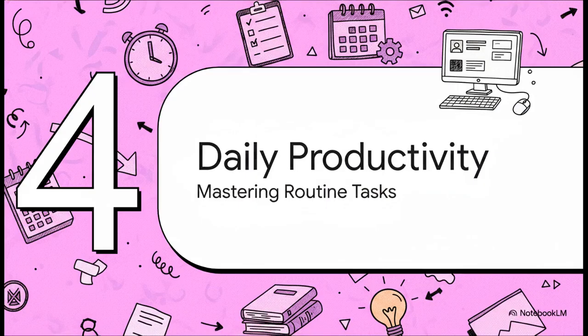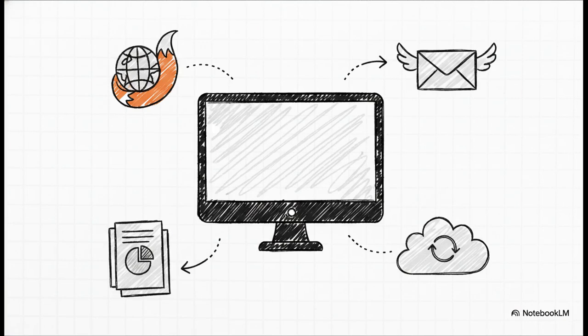Next up, Section 4. Mastering daily productivity tasks. Let's talk about your daily routine, because Ubuntu brings immediate, practical value the second you turn it on. For web browsing, it comes pre-installed with Firefox. For email management, you get Thunderbird. For all your documents, presentations, and spreadsheets, you have the LibreOffice suite, which, by the way, is fully compatible with Microsoft Office files. And for cloud storage, there's Ubuntu One.